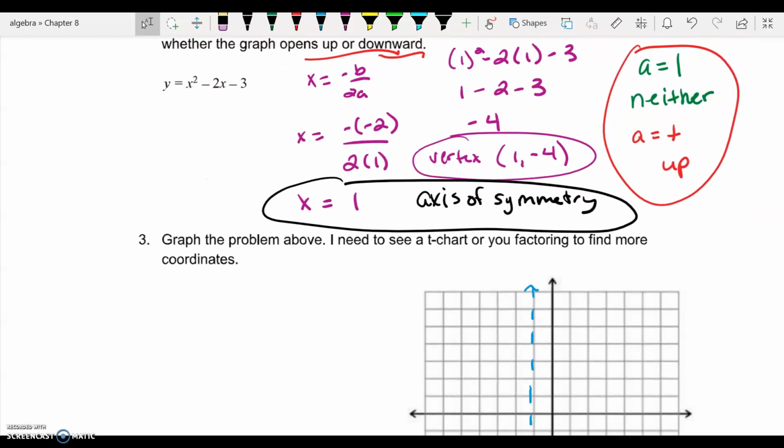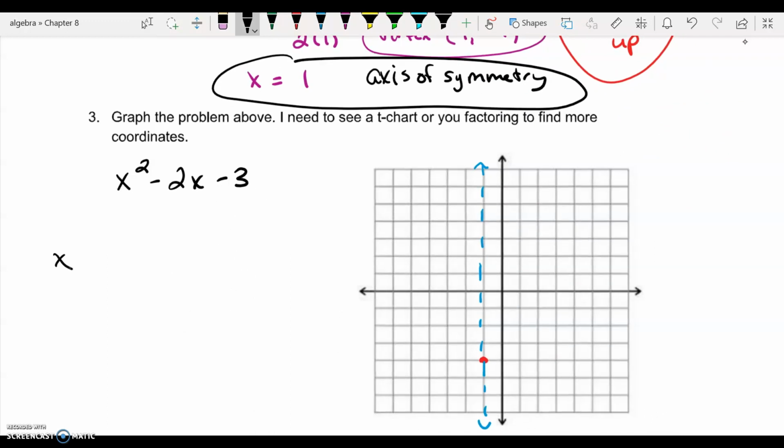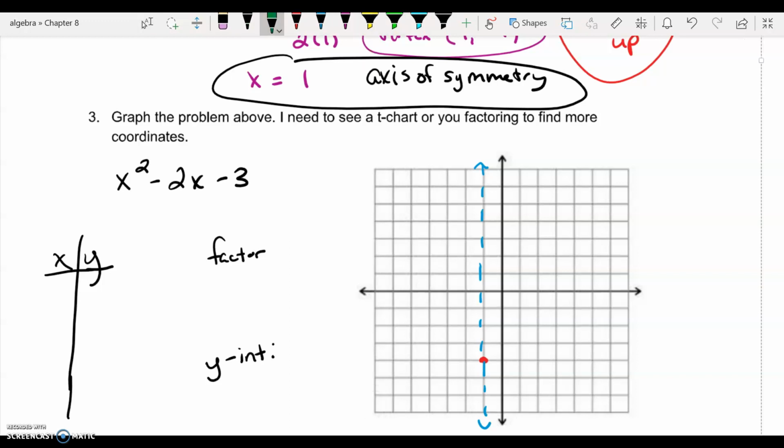The next thing you're going to do is I'm going to write the problem down here. There's a couple different ways to graph this. So you can make a t-chart, you can factor. Don't forget about your y-intercept. Guys, just pick a way and choose it. All right. The easiest way right now is your y-intercept is your last number. So I'm going to underline it in green. My y-intercept is 0, negative 3. So I'm going to graph 0, negative 3.